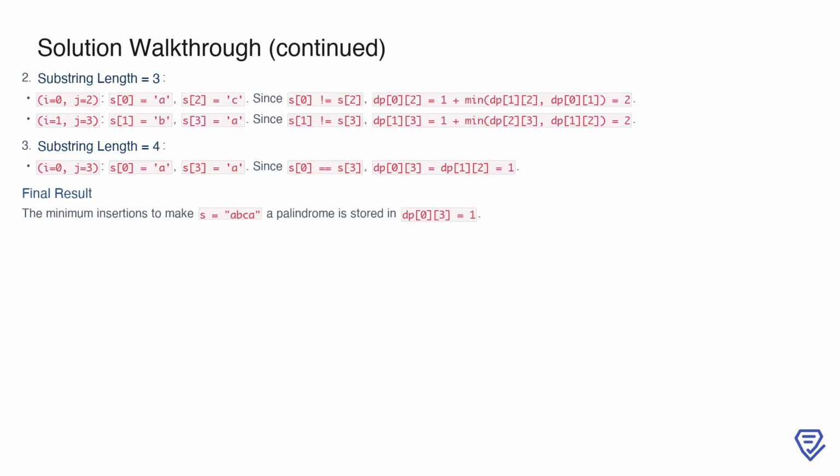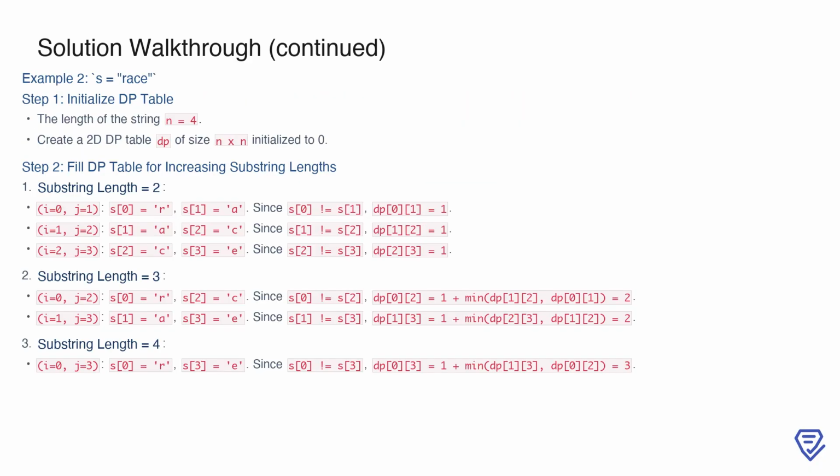Similarly, for the substring from index 1 to 3, since s1 equals b and s3 equals or are not equal, we calculate dp1,3 equals 1 plus min(dp2,3, dp1,2), which equals 2. Finally, for substrings of length 4, we check the entire string s from index 0 to 3. In this case, s0 equals and s3 equals or are equal, so no additional insertion is needed at the boundaries. We set dp0,3 equals dp1,2 equals 1. This final value represents the minimum number of insertions required to make the string a palindrome.